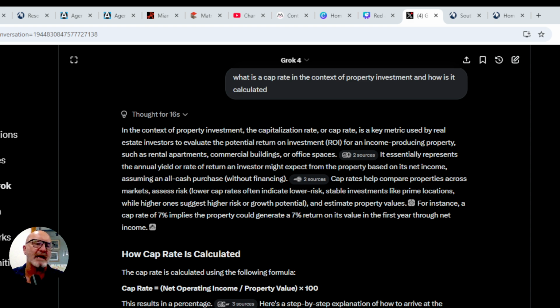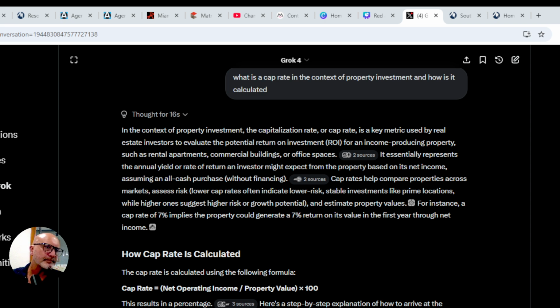The thing to remember about the cap rate: the lower the cap rate, the more valuable and the higher the price of the property. It works inversely. So if I have a cap rate of 5%, the property is worth more. If I have a cap rate of 10%, the property is worth less. Just bear that in mind with the cap rate. It's a bit confusing at first, but you do get used to it.